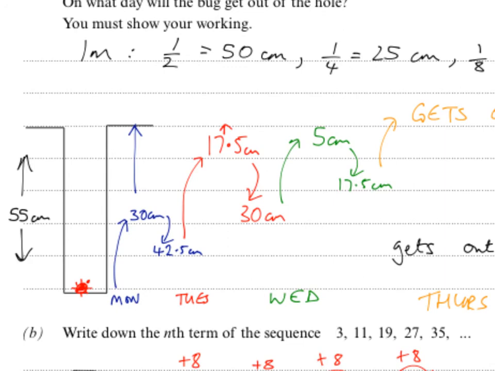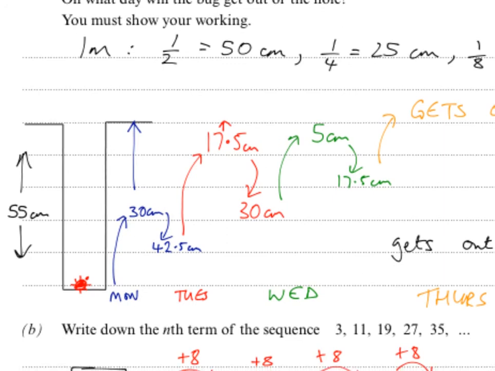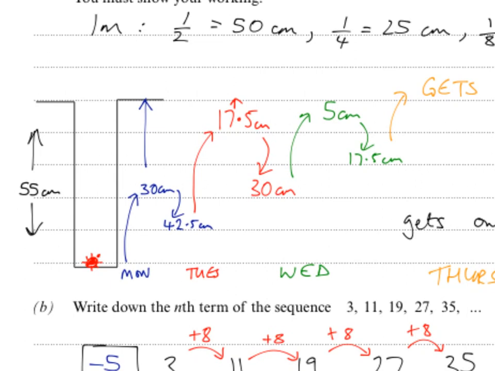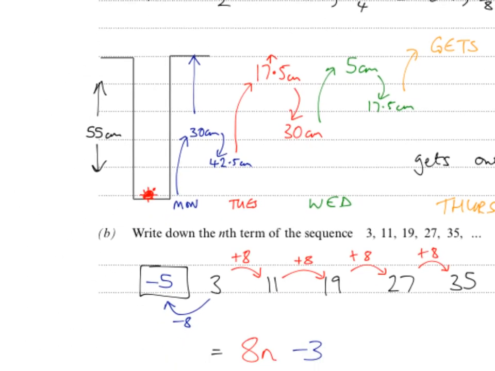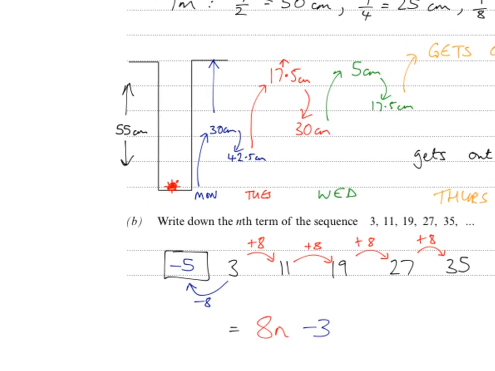Okay, we've got a linear sequence here, and what we want to find out first of all is how much the sequence goes up in. So it goes up in 8s, add an 8 each time. Whatever that is, you put in front of the n. It's minus 5.